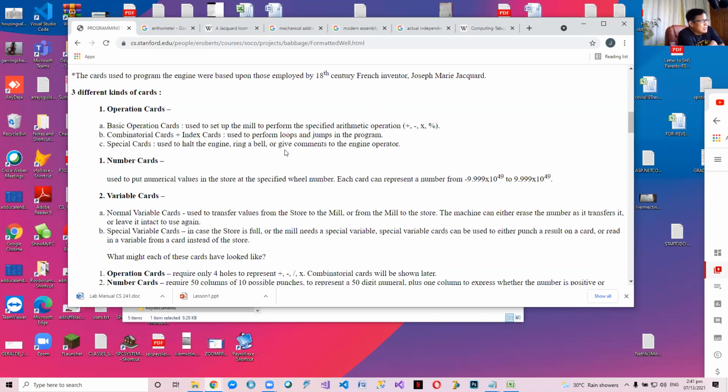Kasi ganito 'yon, wala silang monitor, diba? And then when a program is running, how will the operator know that the program succeeded? They will ring a bell. If no bell rang, ibig sabihin, naghang yung program. Okay?